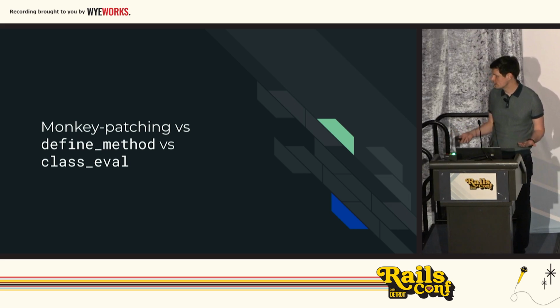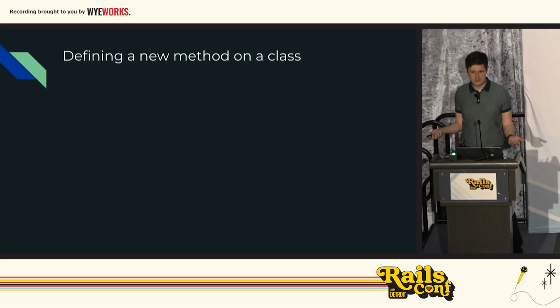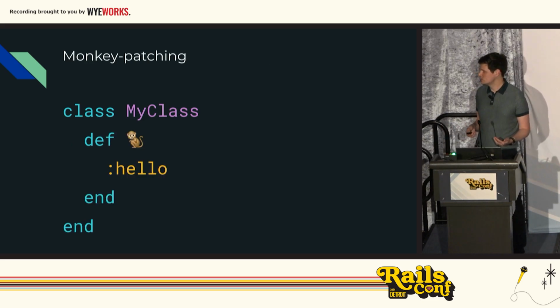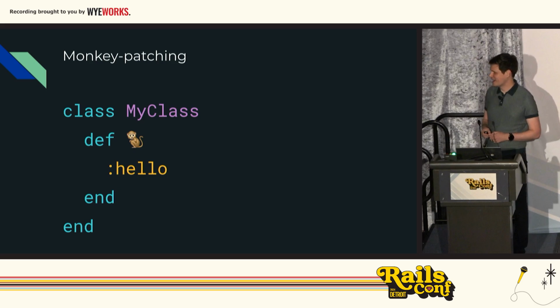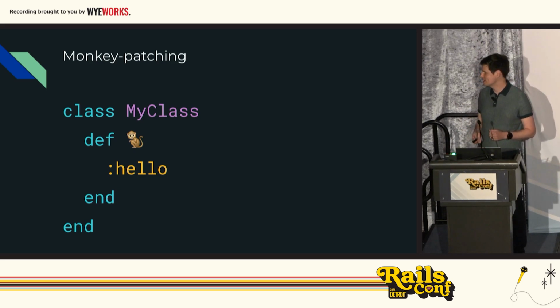And so you have a couple ways that you can do this. The most common, in my experience, is monkey patching. You just open the class back up, and then you define a method on it. This is your yearly reminder that emoji are valid method names in Ruby. So you could add your monkey method that just returns a hard-coded symbol if you need it.